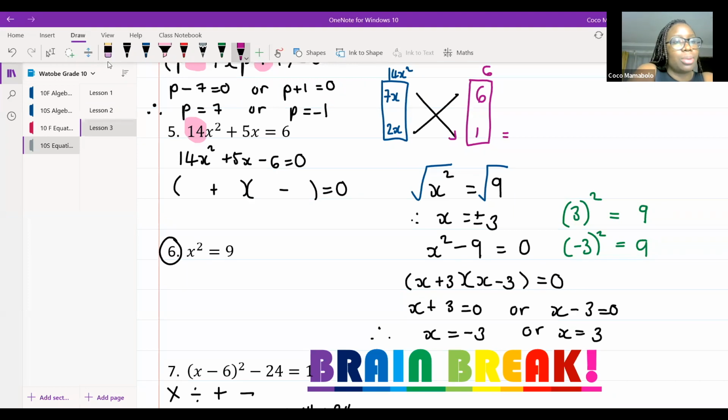7x times 1 is equal to 7x. 2x times 6 is equal to 12x. Now that looks a little bit more like what I'm looking for. 12x minus 7x will give me 5x. Good. One of them has to be negative. That's correct, Kiarata. So because this negative 7x is over here, that tells me that this 1 needs to be negative. And then this tells me exactly what my brackets need to look like as they go in. So I'm going to have 7x plus 6 and 2x minus 1.